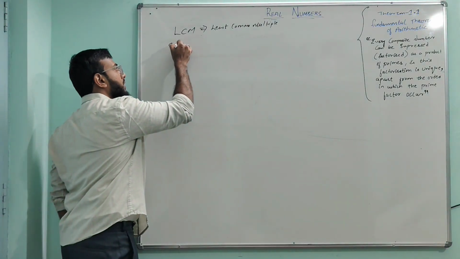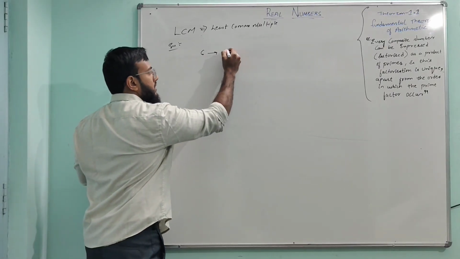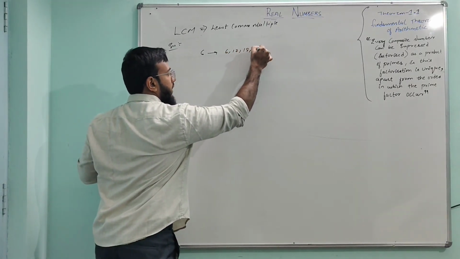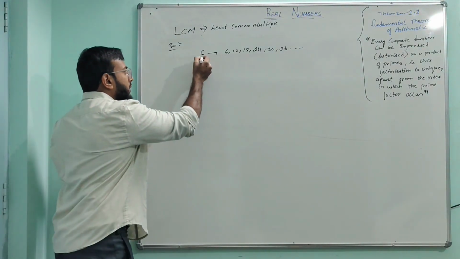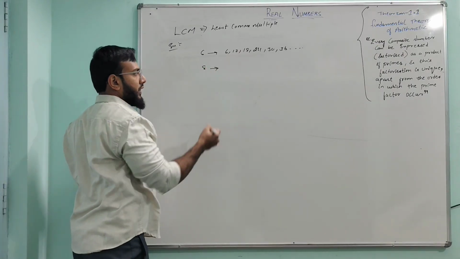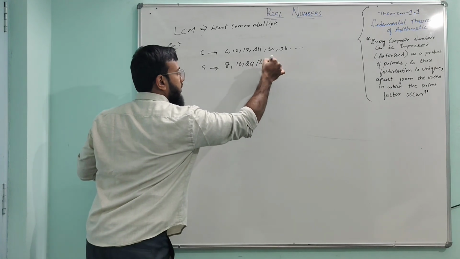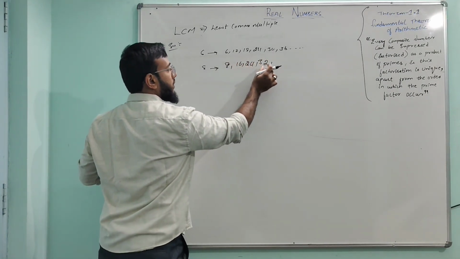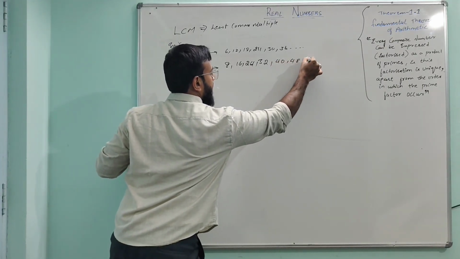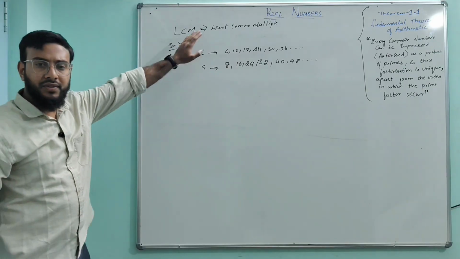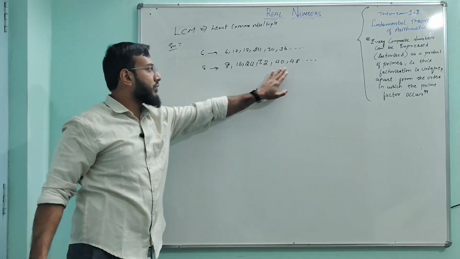Let us take an example: 6. What are the multiples of 6? 6, 12, 18, 24, then 30, 36, and so on. What are the multiples of 8? We'll take 8 as an example: 8, 16, 24, 32, then 40, 48. Correct. Multiples of 6: 6, 12, 18, 24, 30, 36. Multiples of 8: 8, 16, 24, 32, 40.